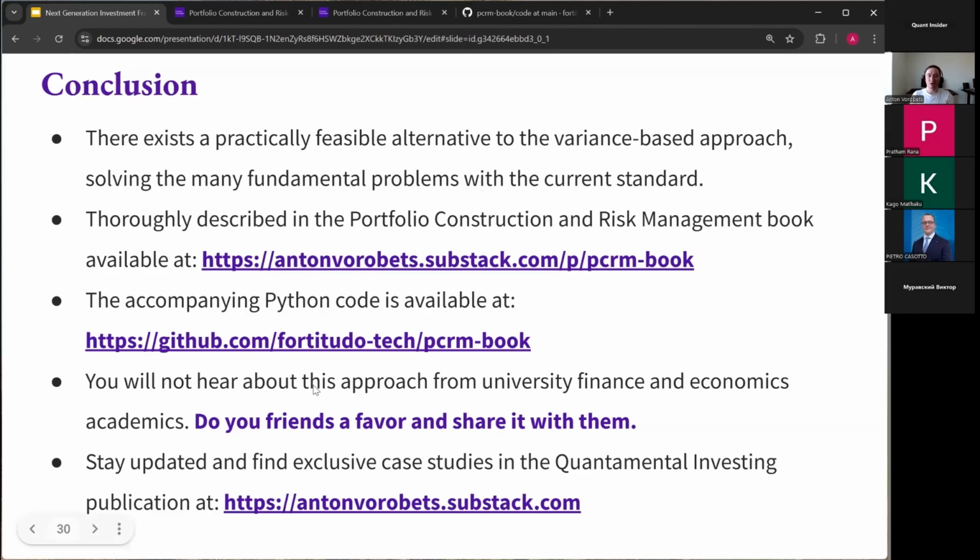Usually, unfortunately, you will not hear about these methods from university academics, because they have written so many papers about mean-variance and things like this, and there are so many books and courses, and it seems that the current academic structure motivates them to stick to these things and keep selling them as long as they can. So do yourself a favor and do your friends a favor and tell them about this different alternative, because you probably will not see it in other places right now. Also, respect to Quant Insider for bringing this to you so that you can see what is actually possible if you go beyond the usual academic stuff.